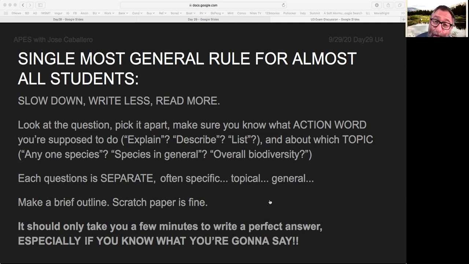I would strongly advise you to always keep scratch paper so you can take a quick minute to make a brief outline. And it only takes you a few minutes to write a perfect answer as long as you know what you wanted to say. So spend more time thinking, less time writing your answers.